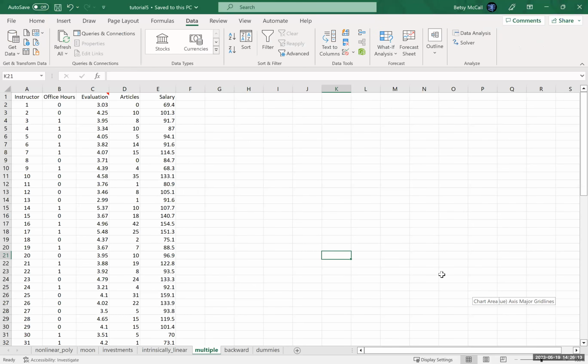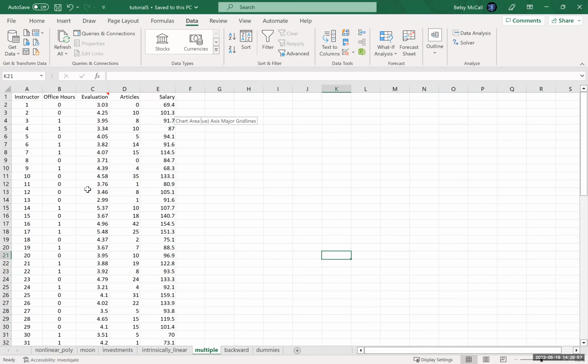So I have some data here that has a couple of different variables in it. And what we would like to be able to do is predict the evaluation that the students give the instructor based on the other variables in the model. The instructor variable here is just a number in place of the person's name, so that is not one of the variables we're going to consider. And we have these other variables: whether they have office hours or whether they actually hold their office hours, the number of articles they've published, and their salary. And we're going to try to predict their evaluation score.